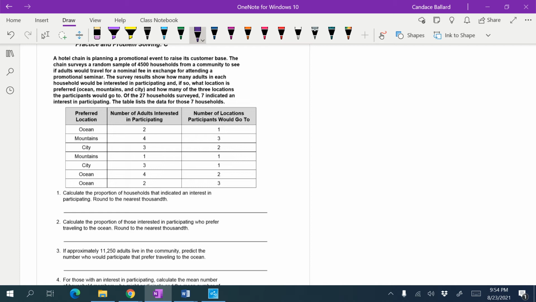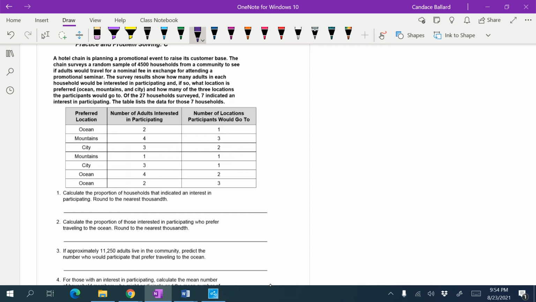The survey results show how many adults in each household would be interested in participating, and if so, what location is preferred: ocean, mountains, and city, and how many of the three locations the participants would go to. Of the 27 households surveyed, 7 indicated an interest in participating. The table lists the data for those 7 households. So, calculate the proportion of households that indicated an interest in participating, rounding to the nearest thousandth.